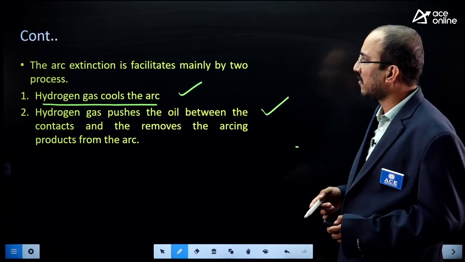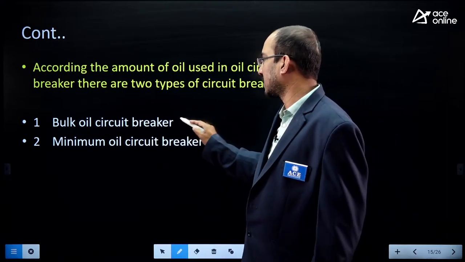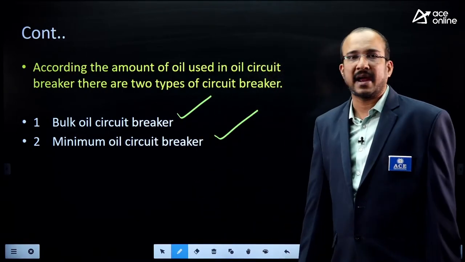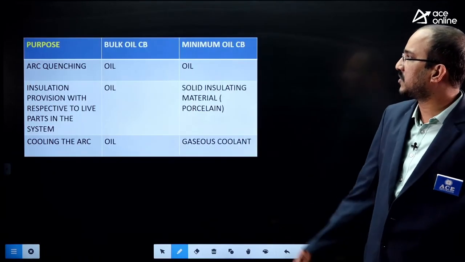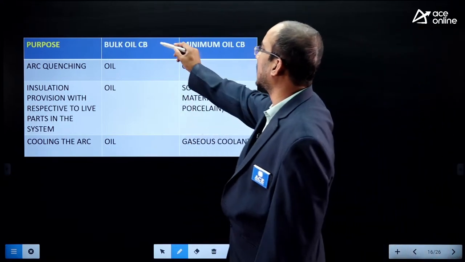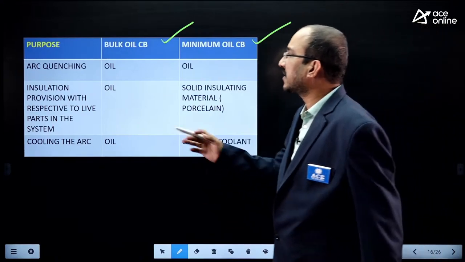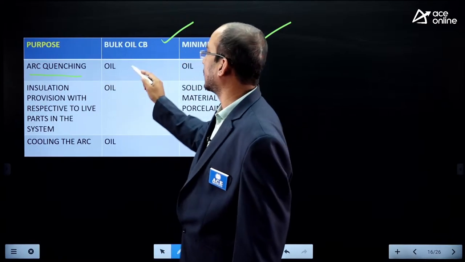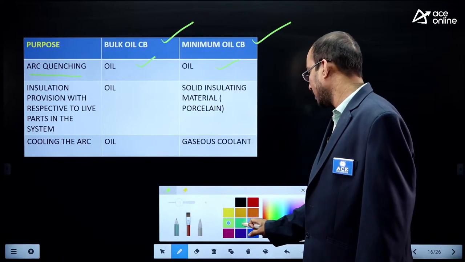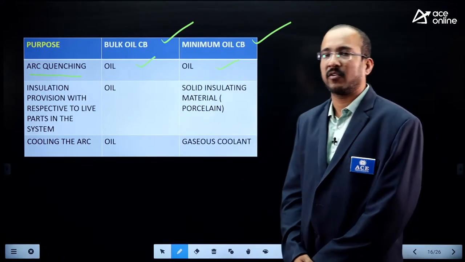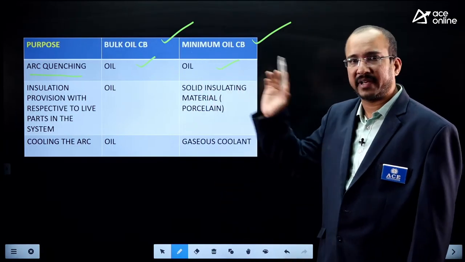Based on the amount of oil that has been used in oil circuit breakers, we have bulk oil circuit breaker and minimum oil circuit breaker. Now let us observe the difference between the bulk oil circuit breaker and the minimum oil circuit breaker. In both bulk oil as well as minimum oil circuit breaker, oil is used as an arc quenching medium. You may get a question: in bulk oil circuit breaker, what is the arc quenching medium? Oil. Minimum oil also, it is oil.